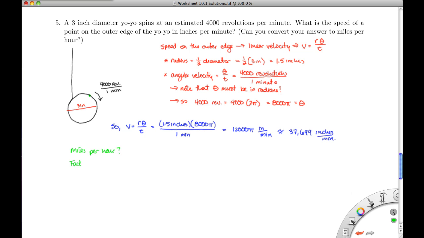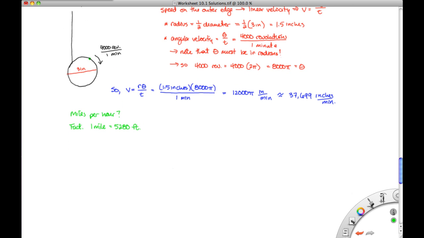And this is the fact that 1 mile is equal to 5,280 feet. So that's really the only piece that we need to get this conversion going. So let's convert 12,000 pi inches per minute into miles per hour. So we've got 12,000 pi inches per 1 minute. And this is kind of like in chemistry where you do those stoichiometry problems. You're converting from one unit to another. We need to sort of link this up with a bunch of conversion factors.